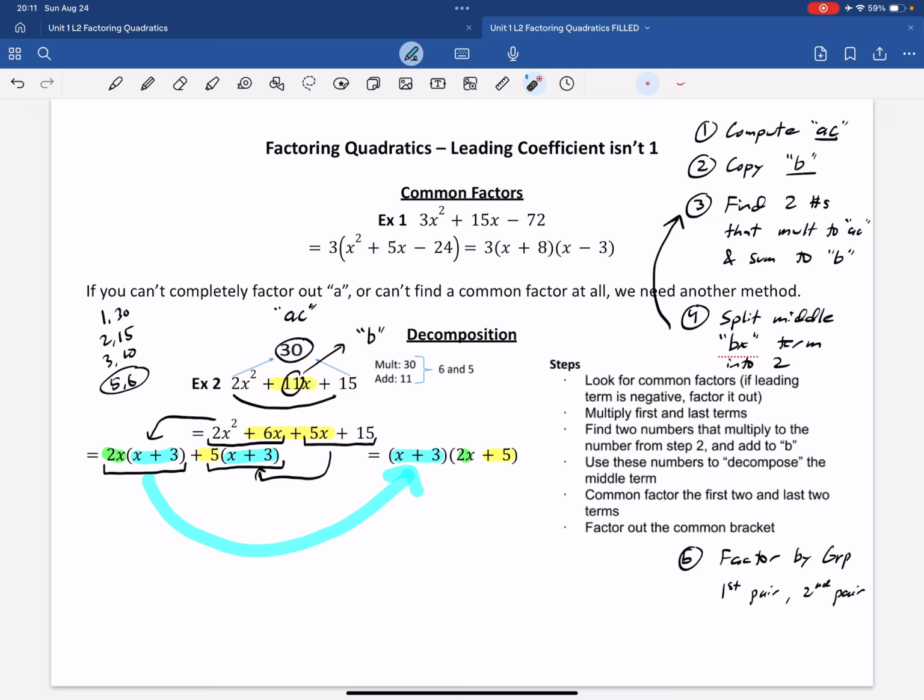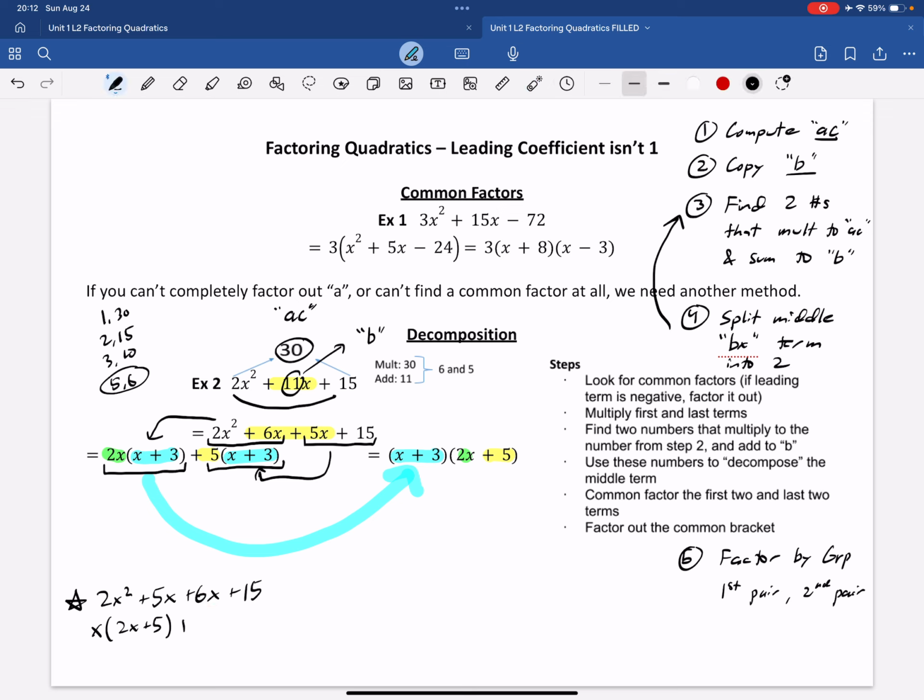So now real quick, I'm going to flip the order and show you that we still get the same result. I'll put a star here. So if we had, for example, 2x squared plus 5x plus 6x plus 15, and we group, I'm going to take an x out, and that gives me 2x plus 5. Now, knowing that I want to get this 2x plus 5, I can see that I want to take a plus 3 out.